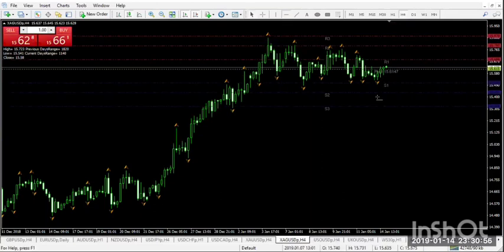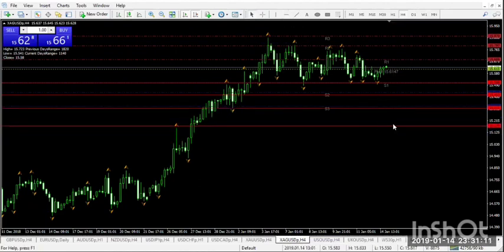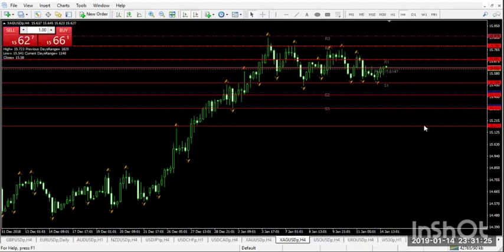But if the opposite happens, for example, your central pivot here moves to that point, your S1 moves to that point, and your S2 and 3 also move downwards, and also your R1, 2, and 3 get updated downward as well.